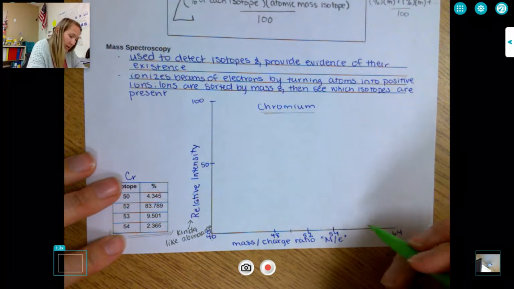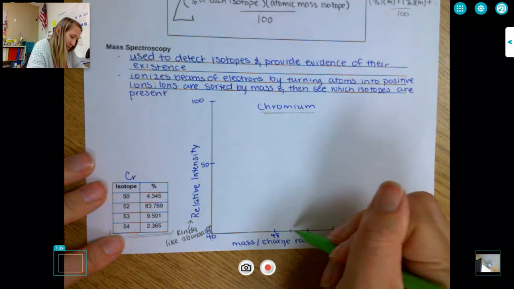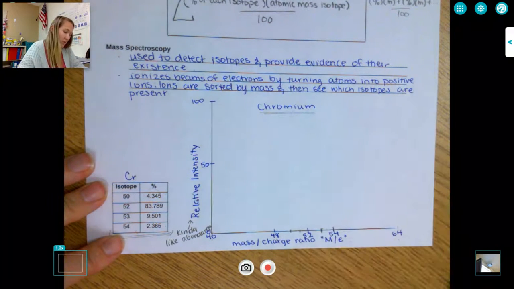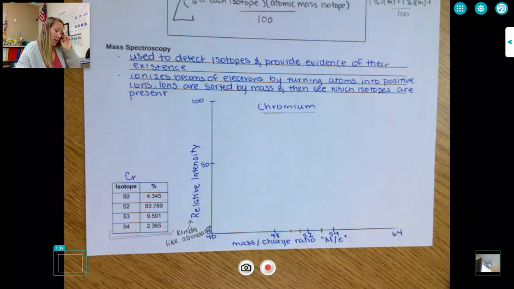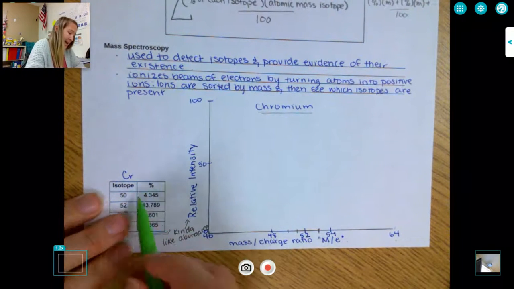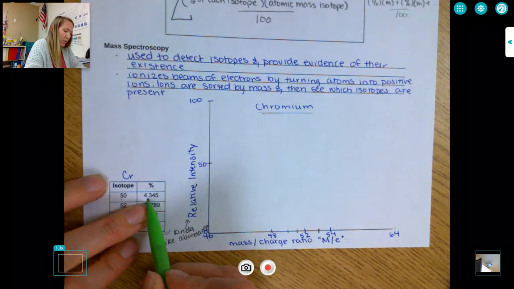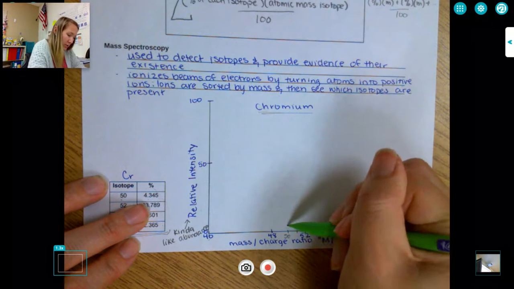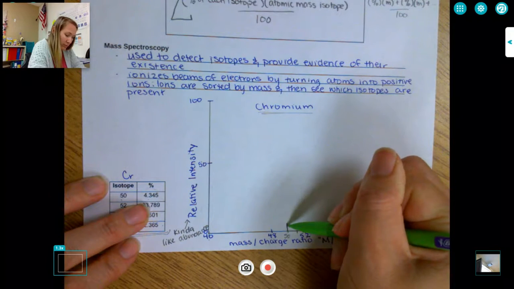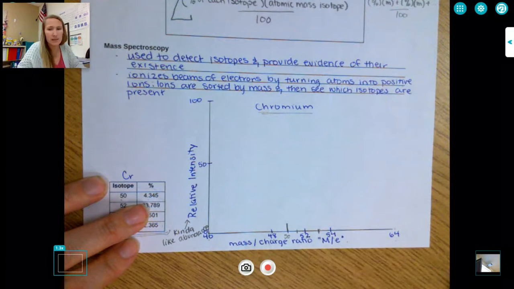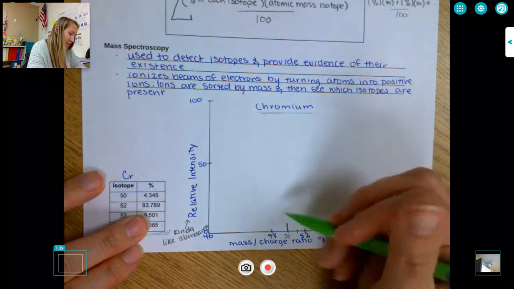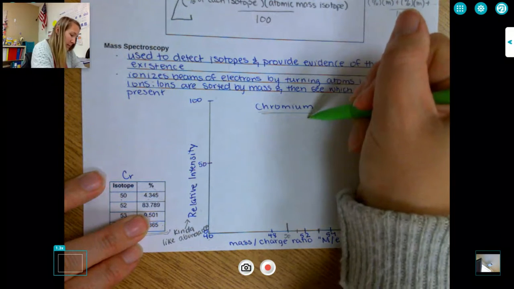this isn't a very good graph. Let's see, 50, 51 is there, 52, 53, 54, and so on. So at isotope 50, I am up 4.3%. So isotope 50 is here. 4.3% is pretty small, right about there. Probably less in reality. 52 is at 83.7%, so much higher.